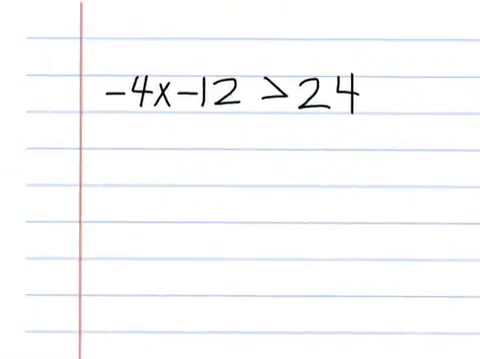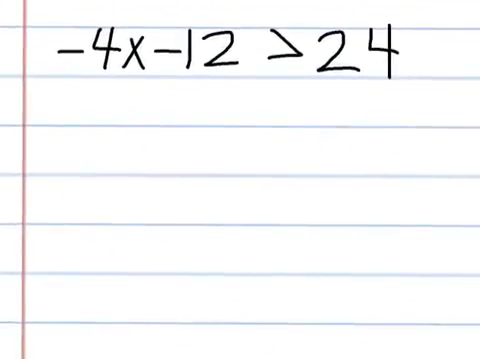For example 1, this is going to be a review of what we did yesterday. We have -4x minus 12 is greater than 24. Remember, for now, we're just going to treat the inequality sign as an equal sign. So what do we want to do for our first step? Adding 12, right. We want x by itself.